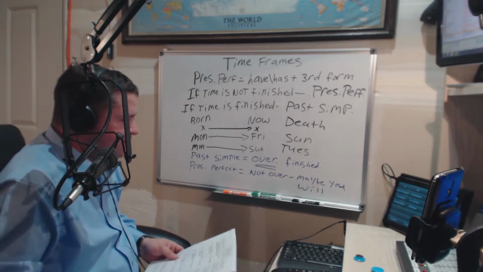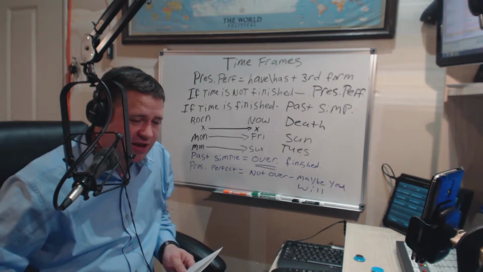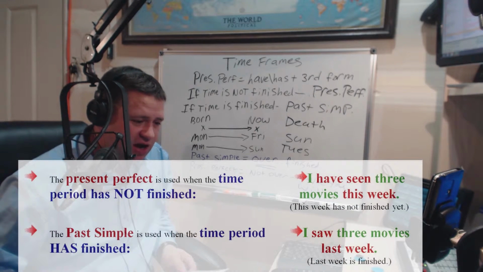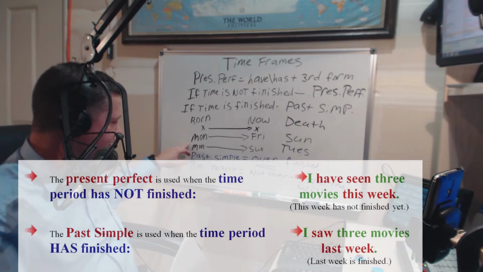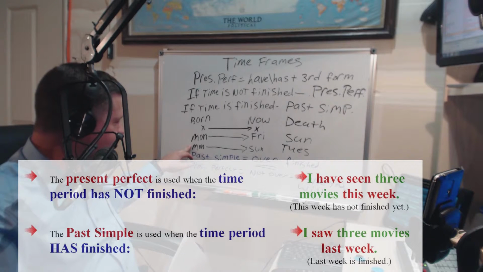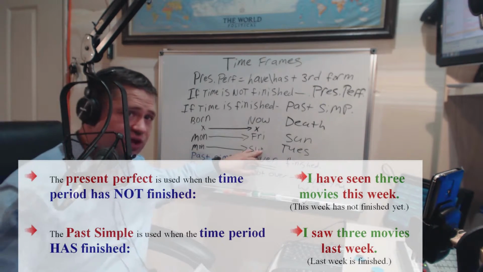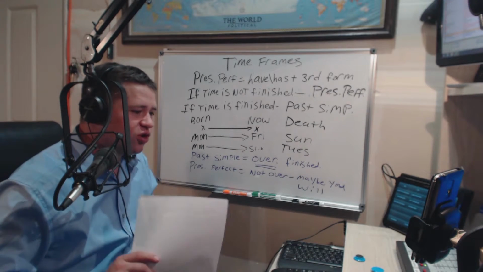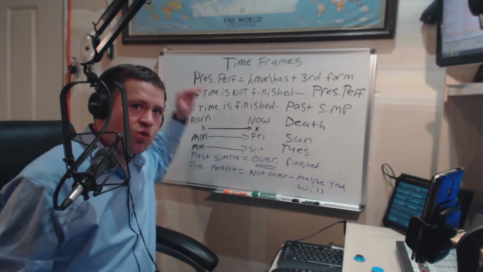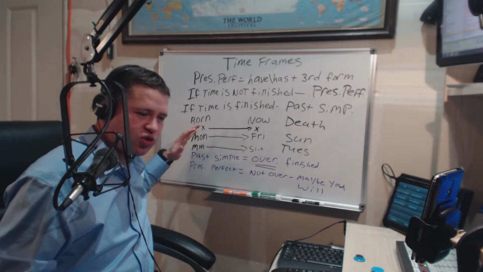Now, when we speak about time periods, those are a little bit easier, because I could be speaking about this week. Have you seen any good movies this week? Yes, I've seen 3. Did you see any good movies last week? Now, if the week is over, here's a week, Monday through Sunday. Today's Tuesday, so that week is over. I can say, yes, I did, or no, I didn't.